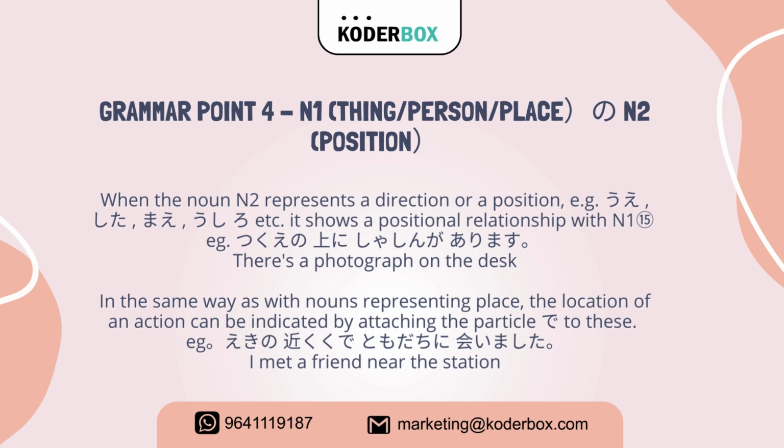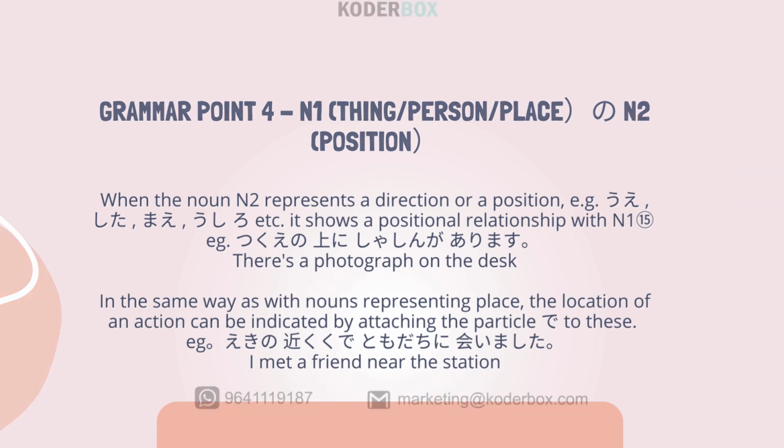In the same way as with nouns representing place, the location of an action can be indicated by attaching the particle de to these. Example, eki no chikaku de tomodachi ni aimashita. I met a friend near the station.